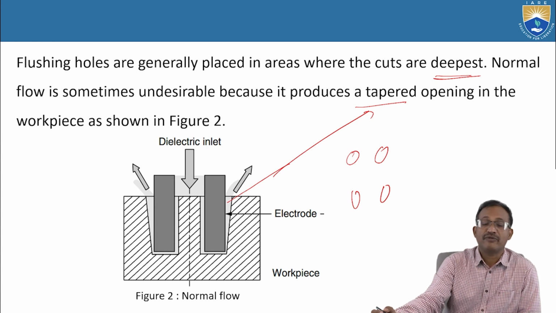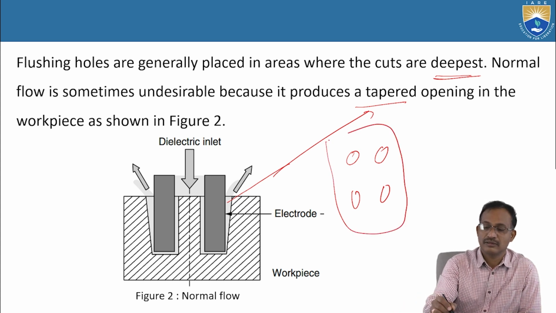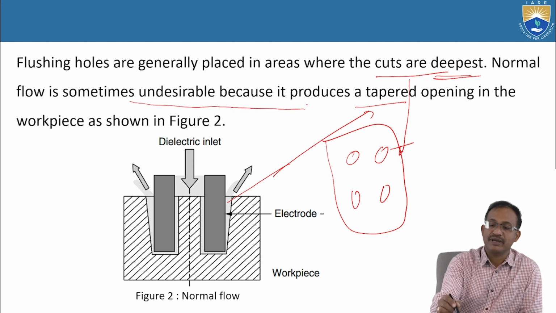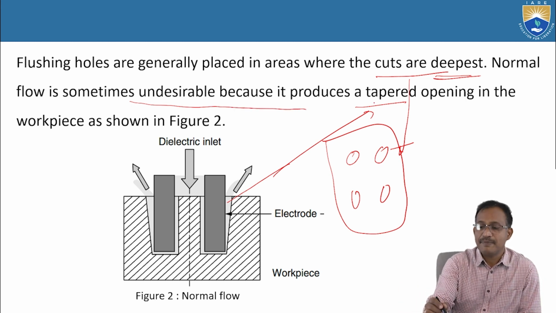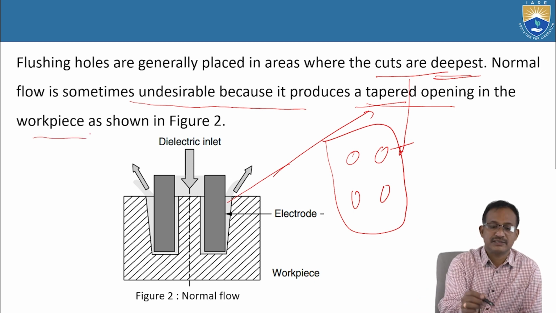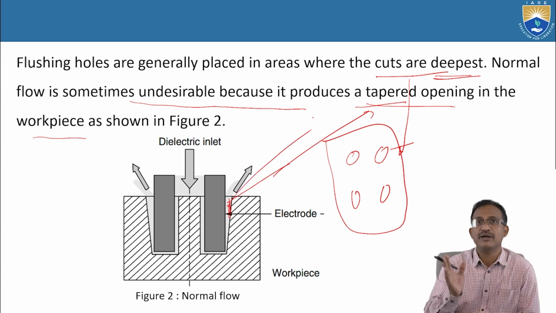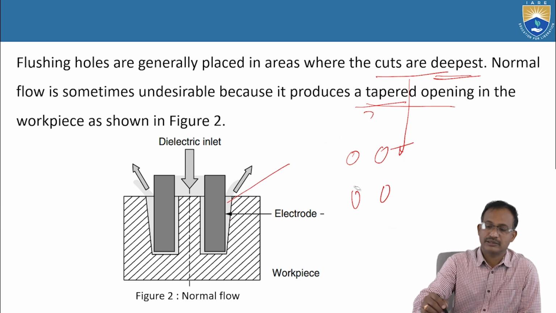Flushing holes are generally placed in areas where the cuts are deepest. But normal flow is sometimes undesirable because it produces a tapered opening in the workpiece, as shown in this figure. See, this is the tapered opening. Because of this tapered opening, the dielectric fluid will flush away through this tapered opening.